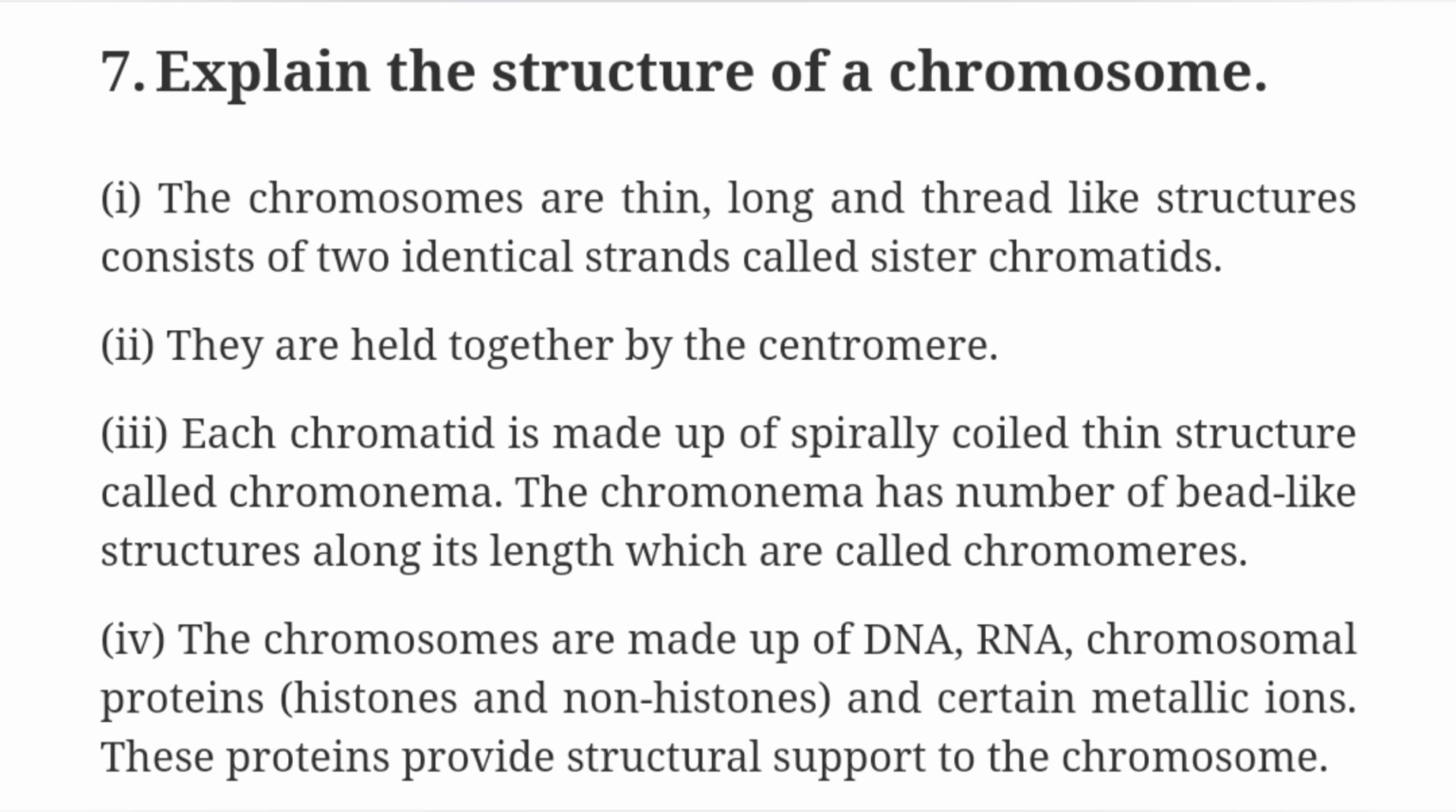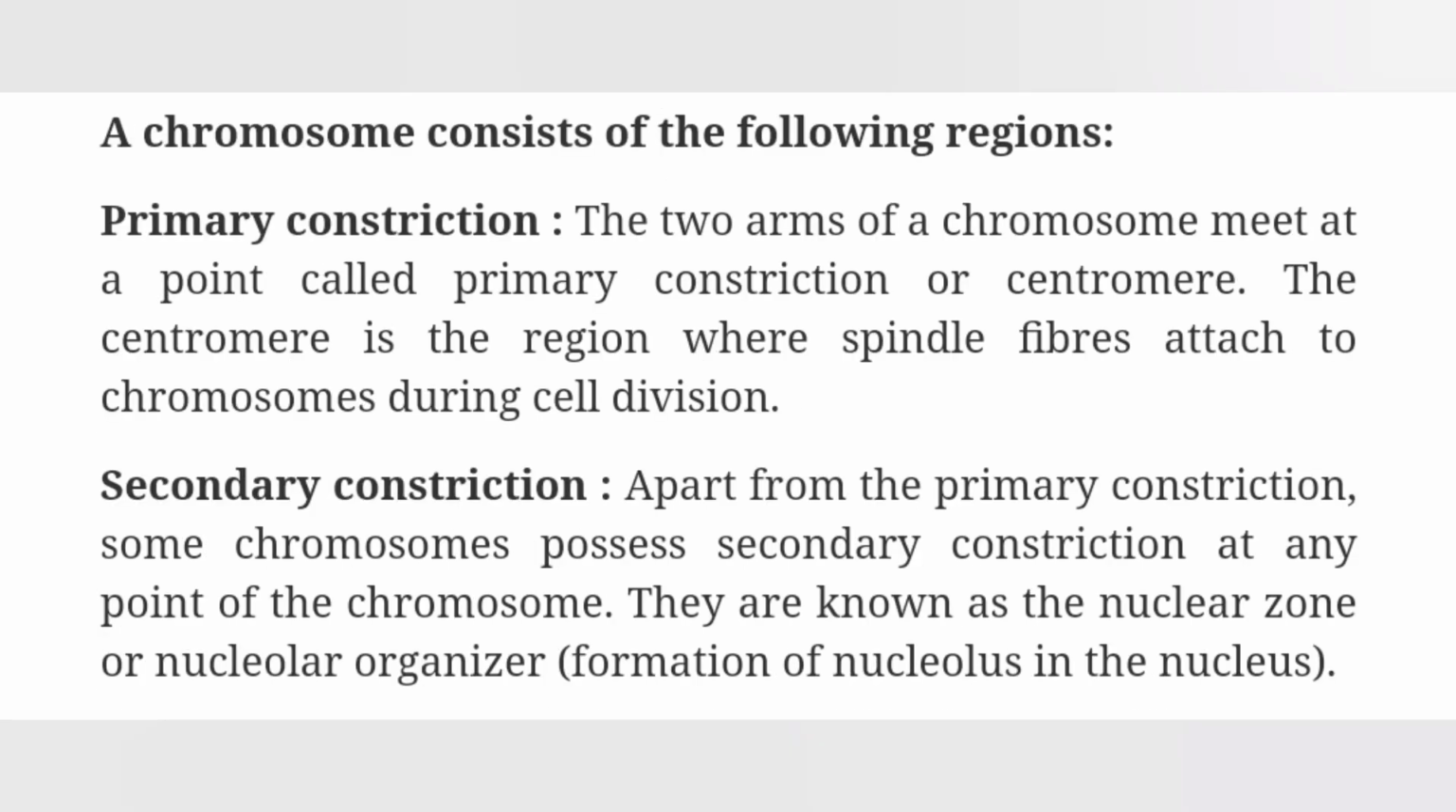Fourth point, the chromosomes are made up of DNA, RNA, chromosomal proteins, histones and non-histones, and certain metallic ions. These proteins provide structural support to the chromosome. A chromosome consists of the following regions. Primary constriction: the two arms of the chromosome meet at a point called the primary constriction or centromere. The centromere is the region where the spindle fibers attach to chromosomes during cell division.